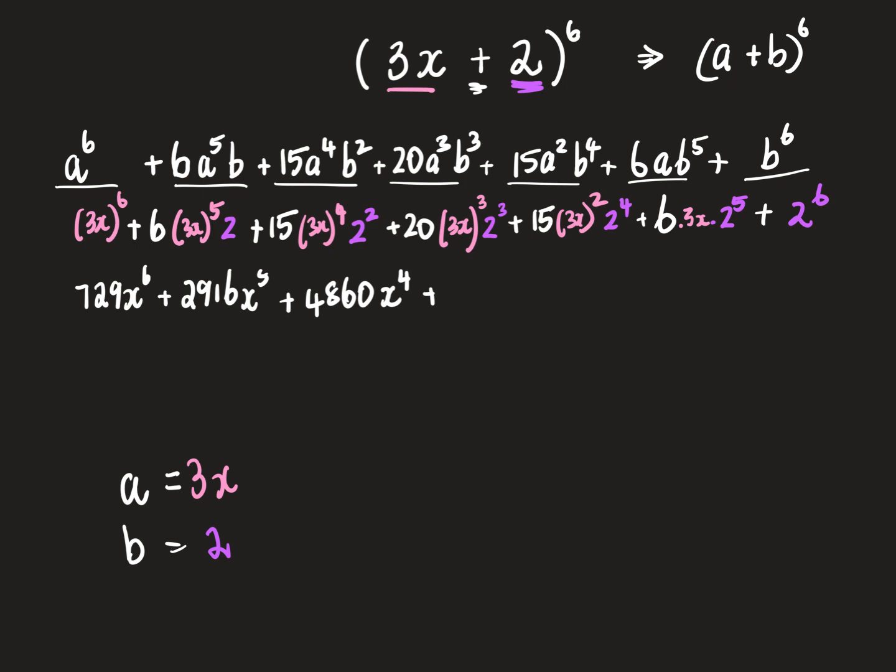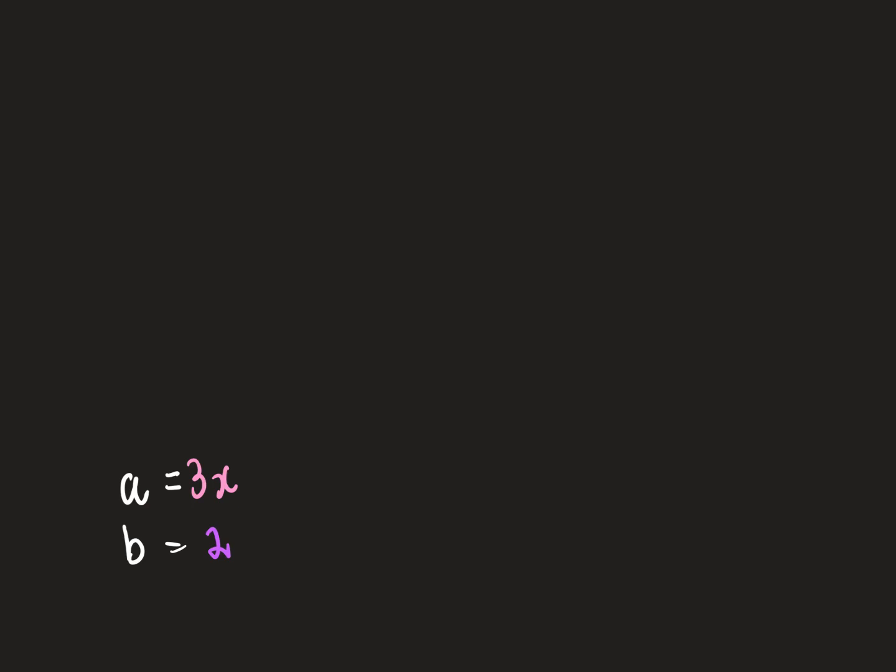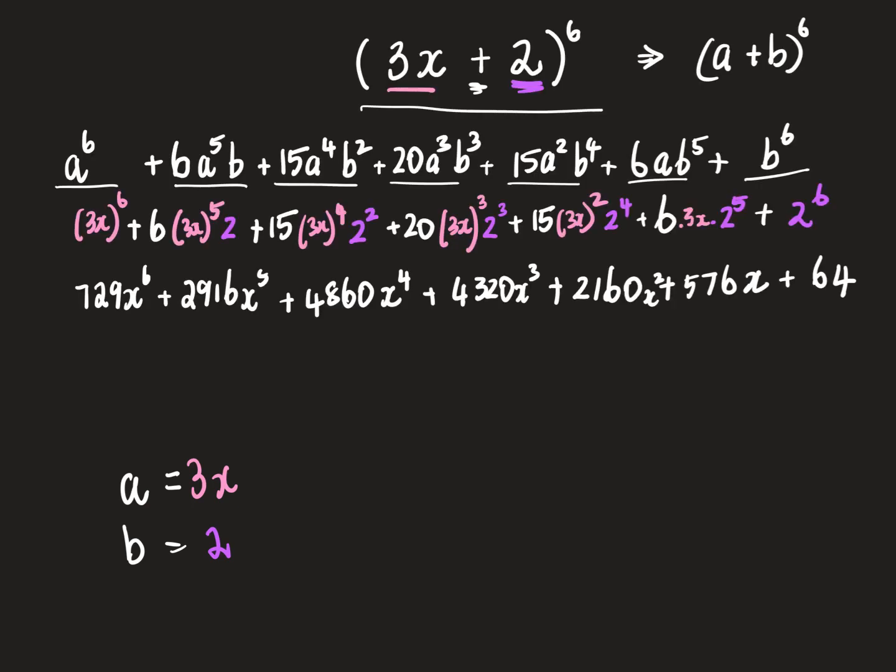What's next? 20 times 3 to the power of 3 times 2 to the power of 3. 4320x cubed. Next one, what am I doing? 15 times 3 squared times 2 to the power of 4. 2160. Plus 6 3s are 18 times 2 to the power of 5. Oops, better not forget the x squared there. 576x, and then plus 2 to the power of 6, which is 64.